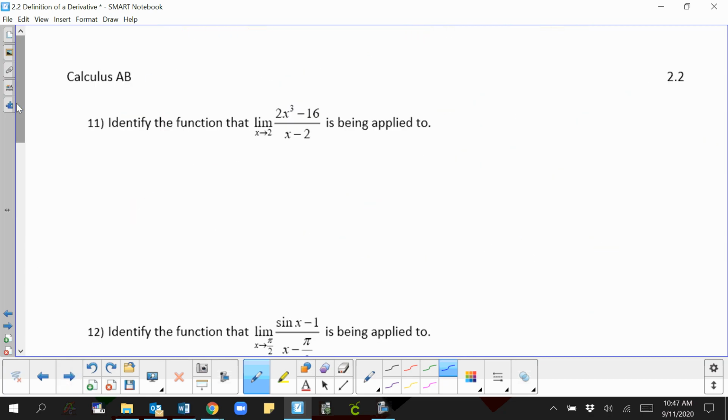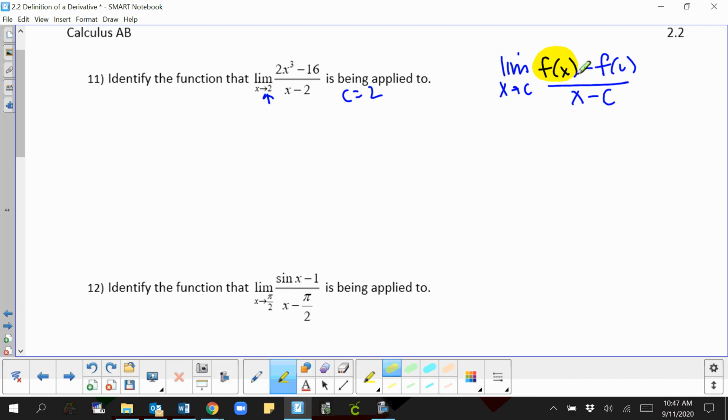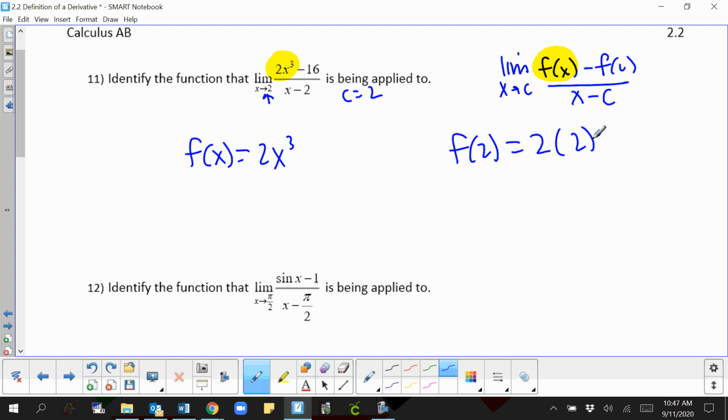And our last two problems say identify the function that this limit, so our alternate form, is being applied to. So remember that that limit is the limit as x approaches c of f of x minus f of c over x minus c. So I know that my c is 2, because that's what we're approaching right here. And so in this case, whatever function it is going to be what's in front of the subtraction sign. So this term is going to be my 2x cubed. So f of x is equal to 2x cubed. And I can check by plugging in 2. If I take my f of 2, that's going to give me 2 times 2 cubed, which is 2 times 8, which gives me 16, which matches with what I have in that second part of the numerator.